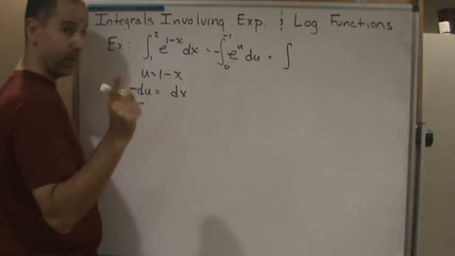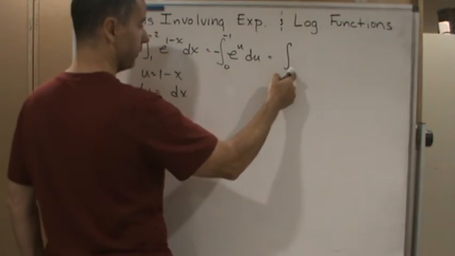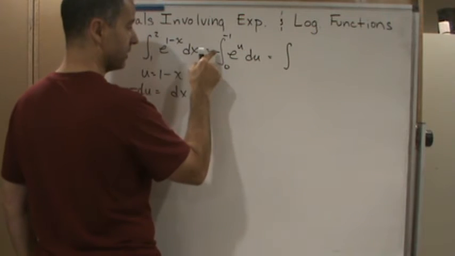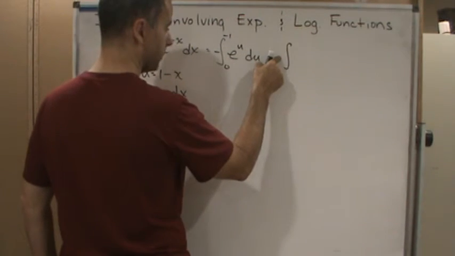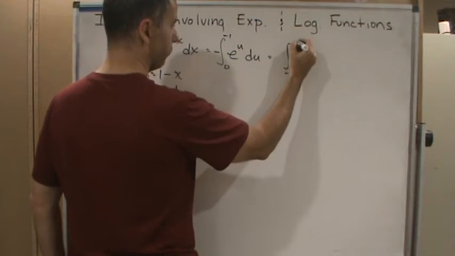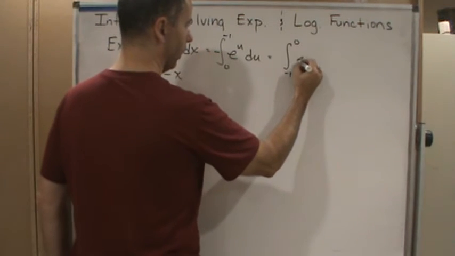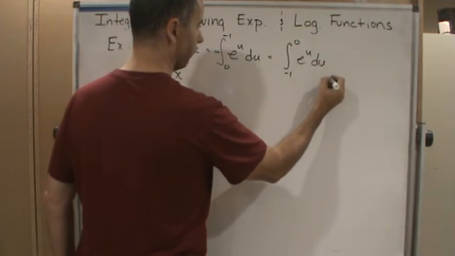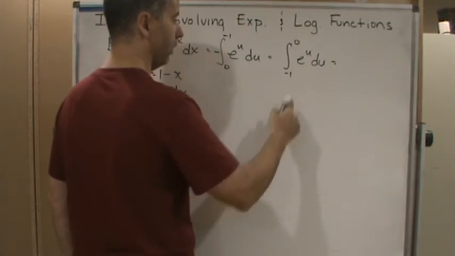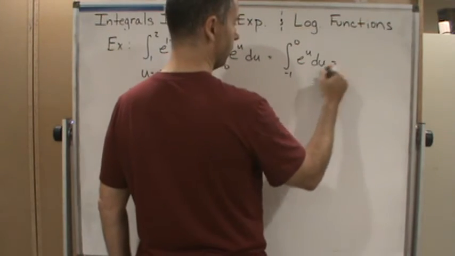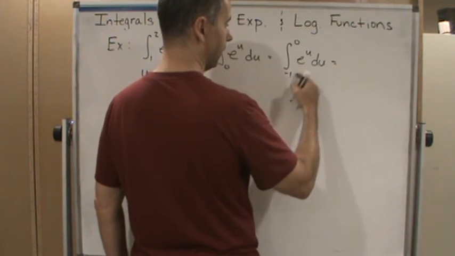What does that do? Remember, if we switch the limits of integration, we switch the sign. So since there's a negative out here, it becomes positive, and we write the integral from negative 1 to 0 of e to the u du. Okay? Now, what happens here? This is just going to be e to the u, right?